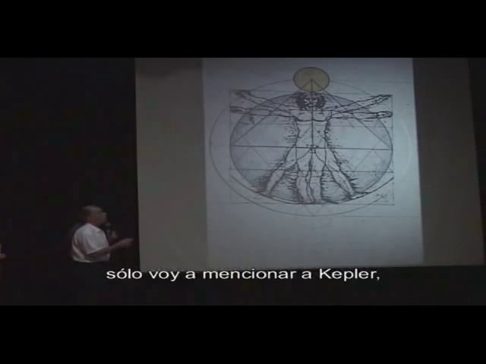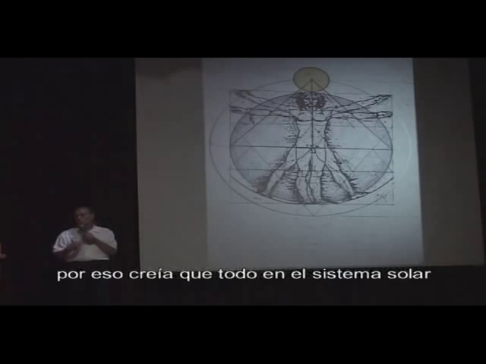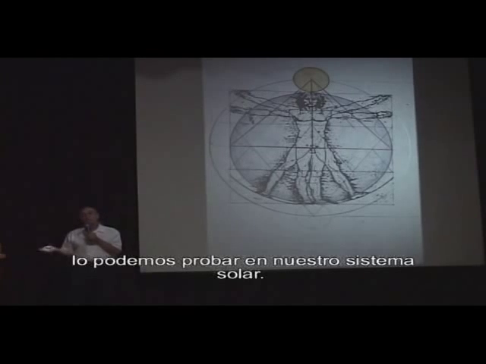I just mentioned Kepler and him extending this idea out, because he knew about this idea also. He knew that the Earth and the Moon were in proportion. That's why he believed that everything had to be in the solar system. I believe it's absolutely everything to the most distant galaxy and the sizes of every galaxy, and everything. But we can prove it in our own solar system.